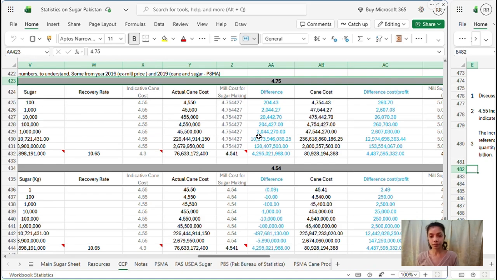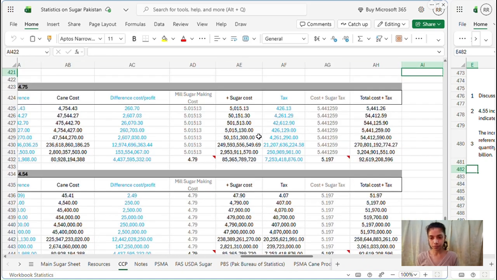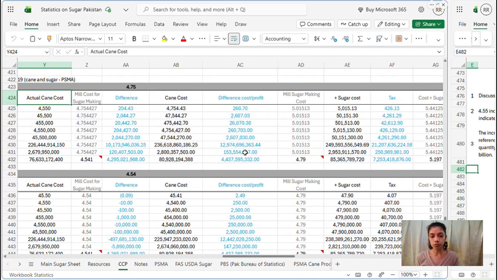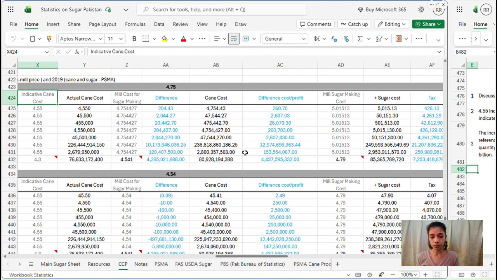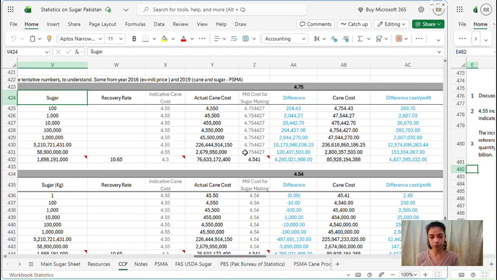Hi, we started here yesterday, ended here on this table, and I wanted to further work on this table and explore.